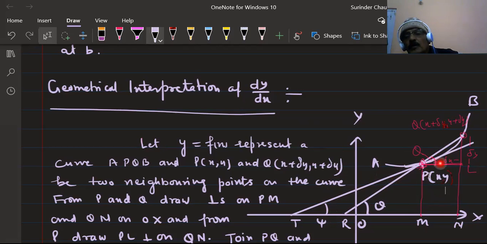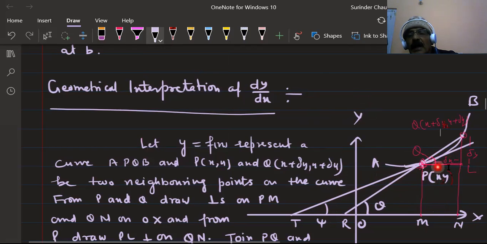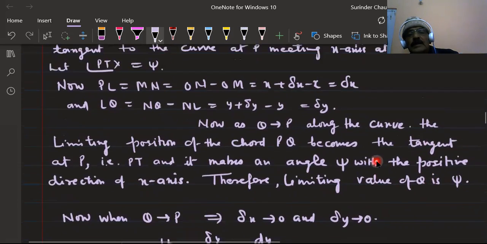Now complete the diagram and then find the values of PL and QL. PL will be equal to MN. MN is equal to OM minus ON, which is X plus delta X minus X, equal to delta X. And similarly, QL is equal to QN minus LN, which is Y plus delta Y minus Y. So this is equal to delta Y.